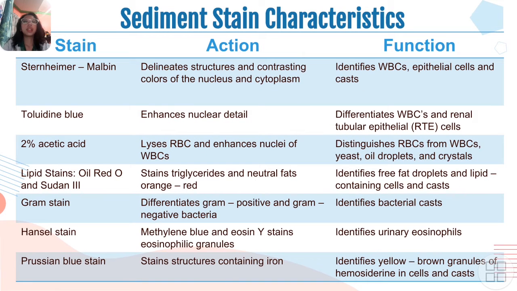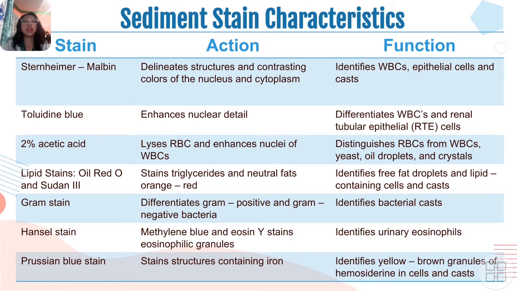Sediment stain characteristics. There are different kinds of stains used in the laboratory for urine testing. Sternheimer-Malbin. Its action is to delineate structures and contrast colors of the nucleus and cytoplasm. Function is identifying WBCs, epithelial cells, and casts. Toluidine blue. Its action is enhancing nuclear detail. Function is differentiating WBCs and renal tubular epithelial cells.